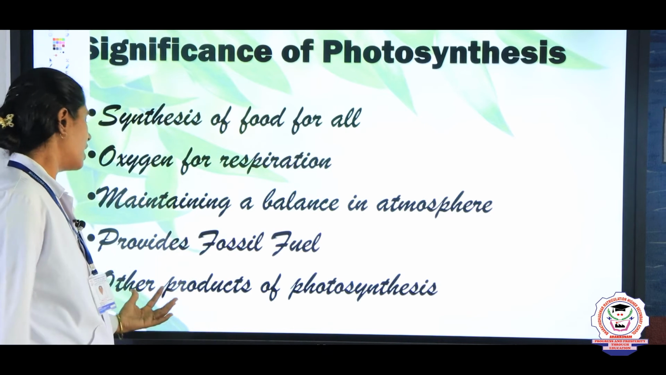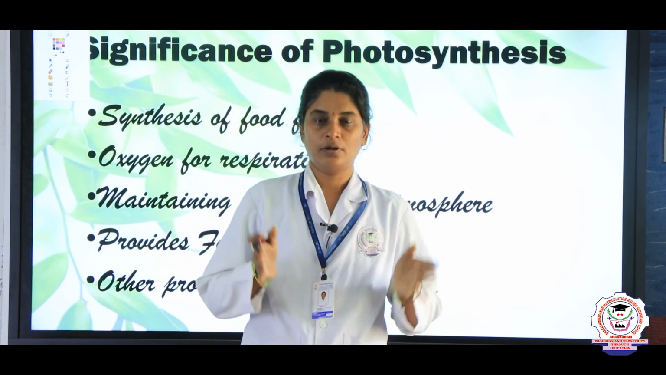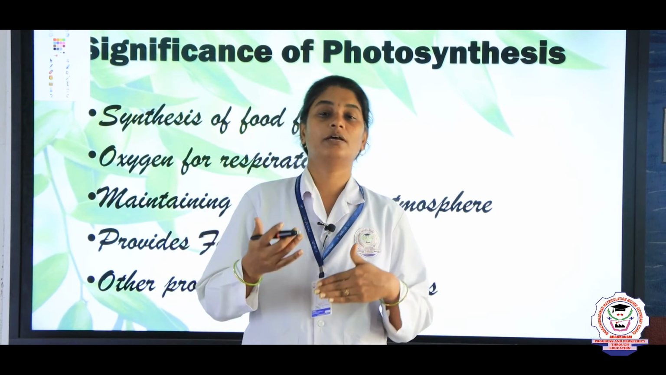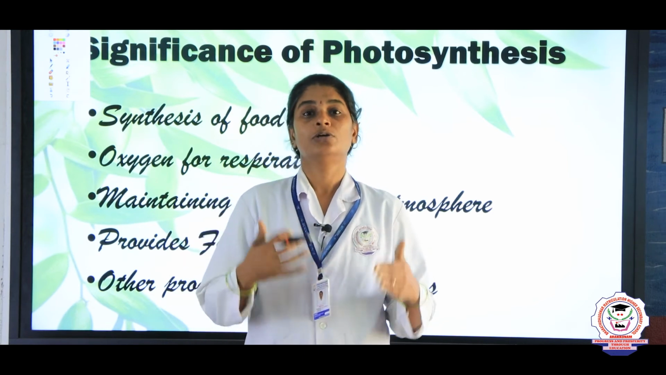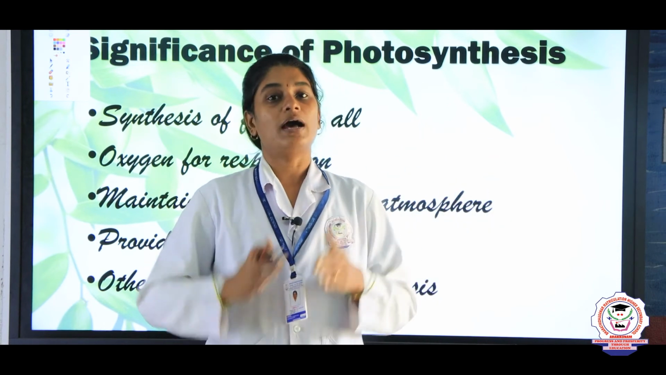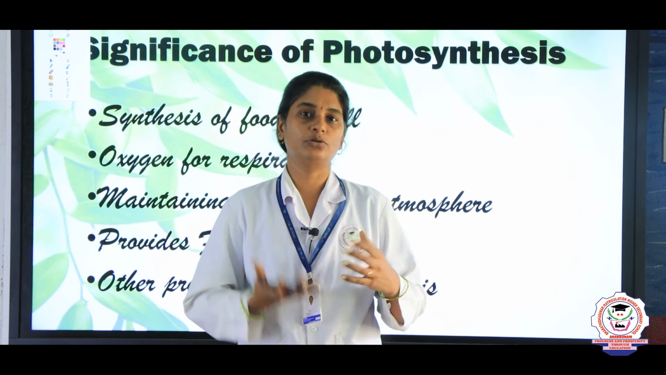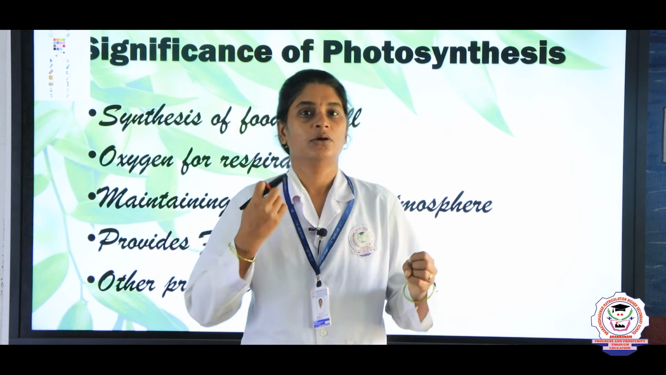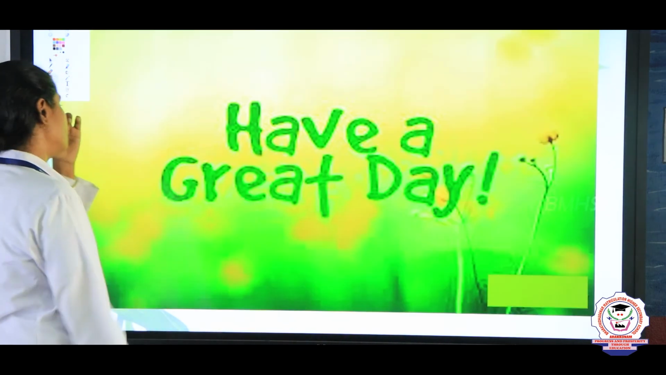The next one, other products of photosynthesis. Not only do we get food from the plants, we also get medicines, wood, and rubber from the plants. So we grow plants not only for food, but for other uses also, to get wood, rubber, medicines, oil, all these things. Okay, right. So this is about photosynthesis.